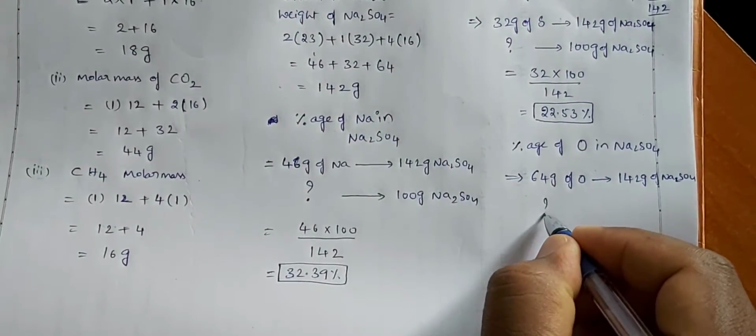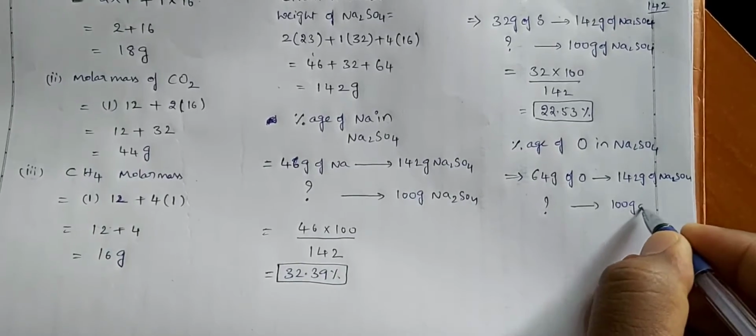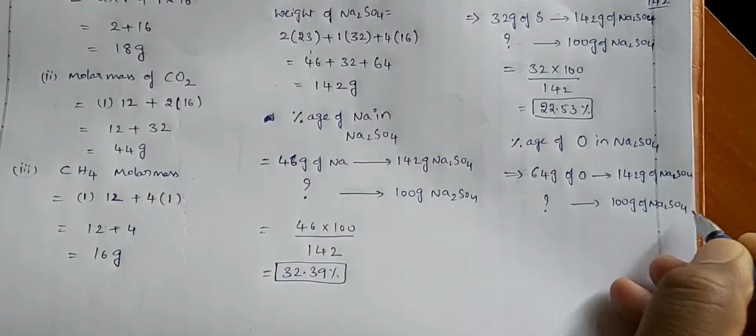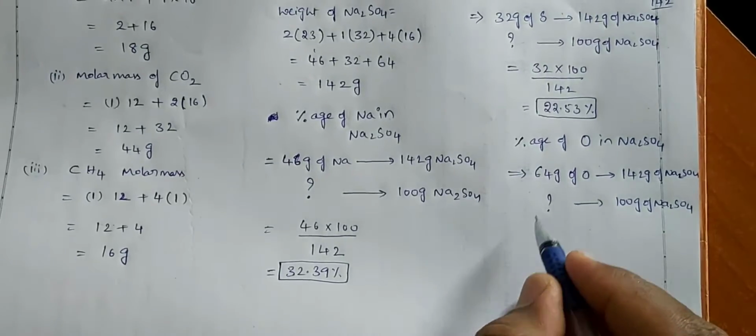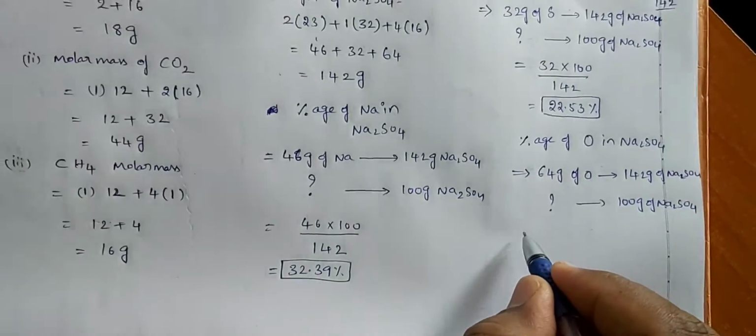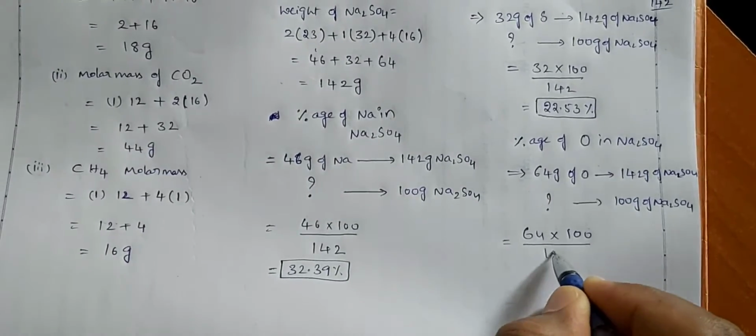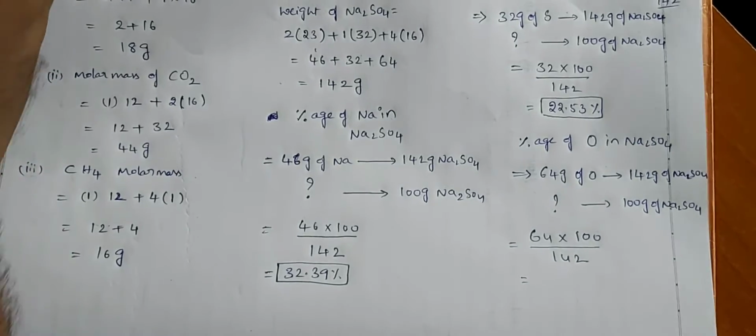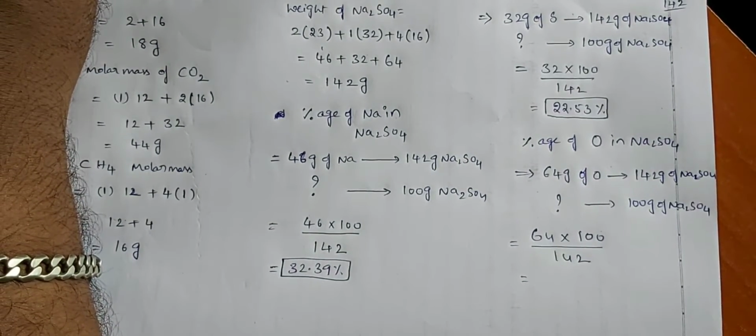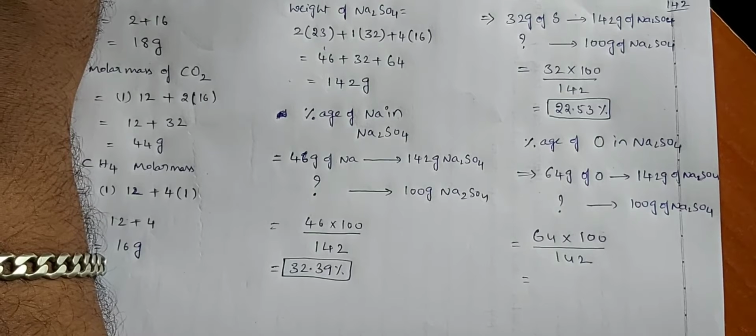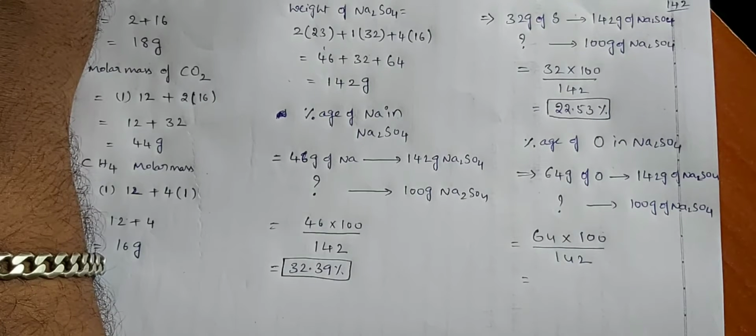Then how much amount of oxygen is present in 100 grams of Na2SO4? Question mark is here. These two must be cross multiplied, divided by 142. 64 into 100 divided by 142. 6400 divided by 142. That is 45.07 percentage. This is the percentage of oxygen in Na2SO4.